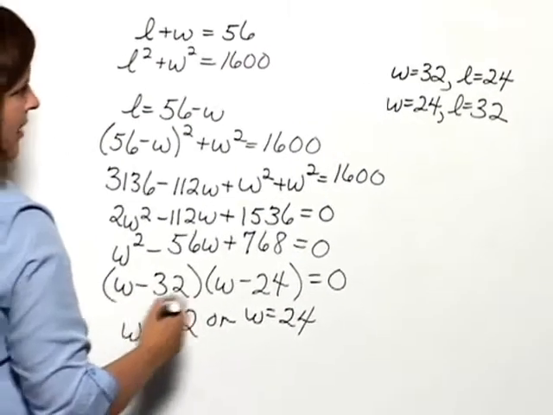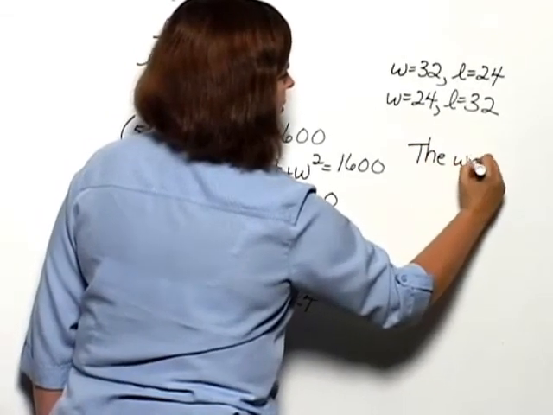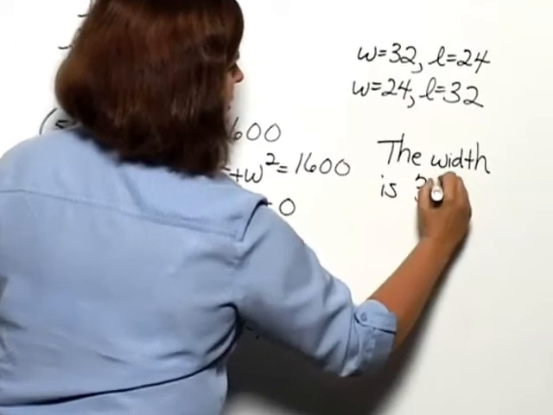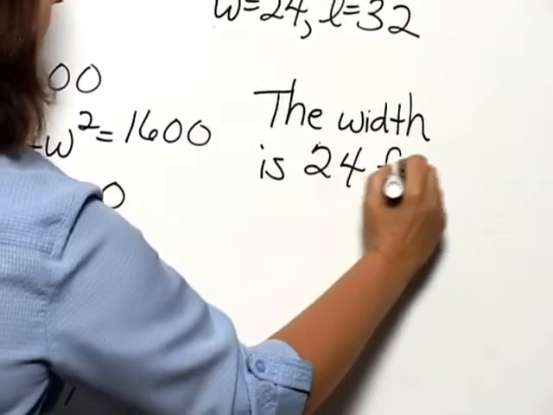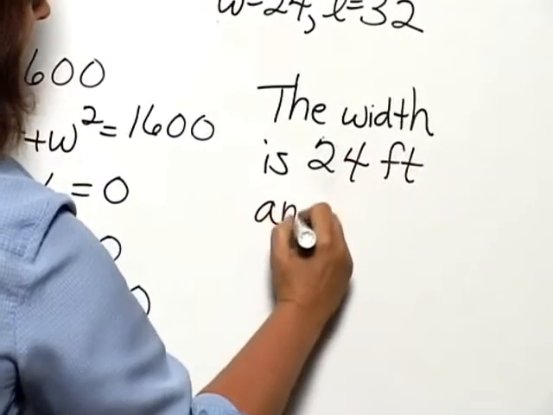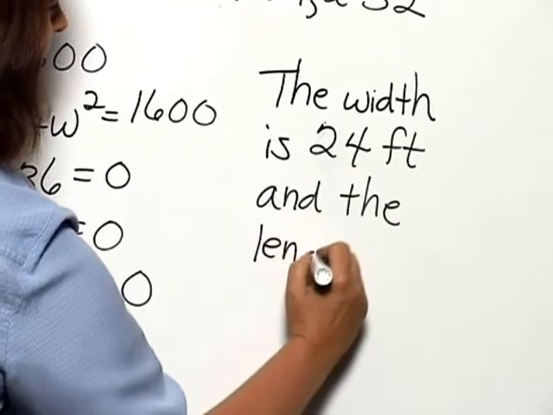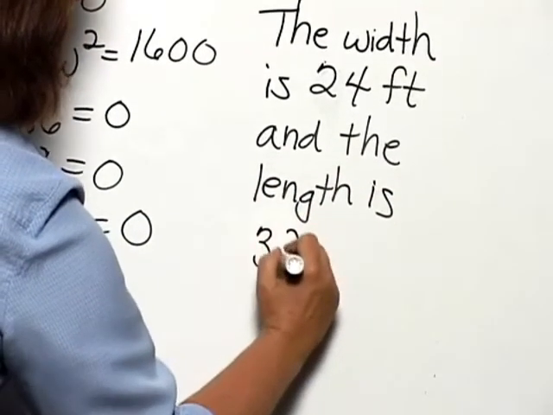So we can state then that the width is 24 feet, and the length is 32 feet.